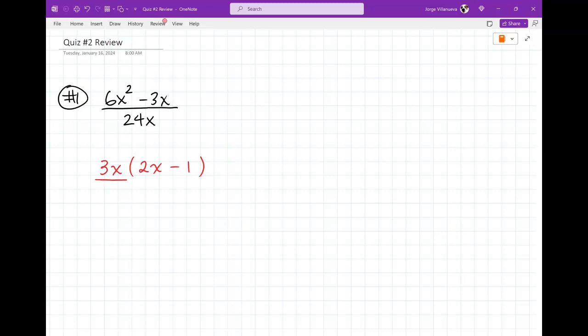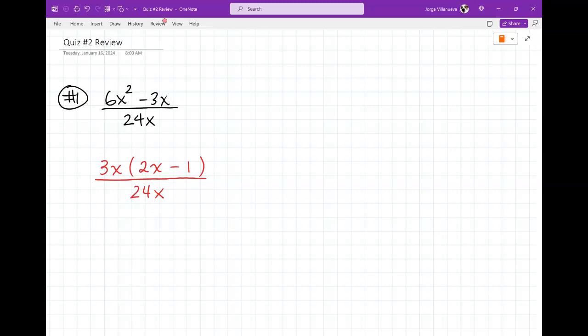And then on the bottom, it's only a single term, right? 24x. If you guys remember what I told you last week, when you have a monomial, there's nothing to factor. When there's only one term, it's just that term. So that means 24x does not factor. You're just going to write 24x. All right. So I'm done with factoring.